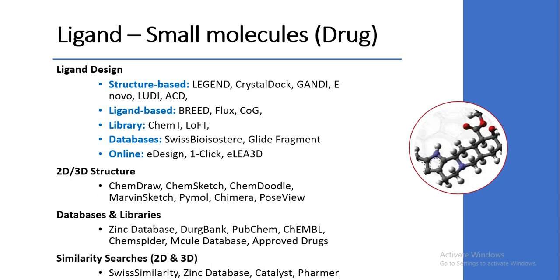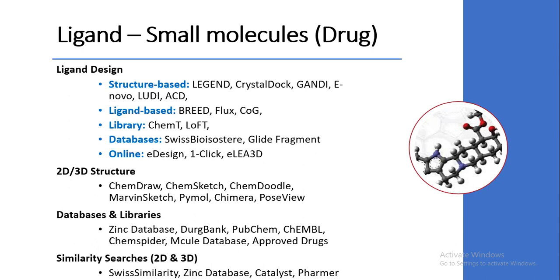To draw our 2D or 3D structures, we can use ChemDraw, ChemSketch, ChemDoodle, Marvin Sketch, PyMOL, Chimera, and PoseView. These are the different softwares we can use to draw the 2D or 3D structure of the compound or ligand. Databases and libraries: there are different databases and libraries available like ZINC database, DrugBank, PubChem, ChEMBL, ChemSpider, and approved drugs, in which FDA approved drugs are available.